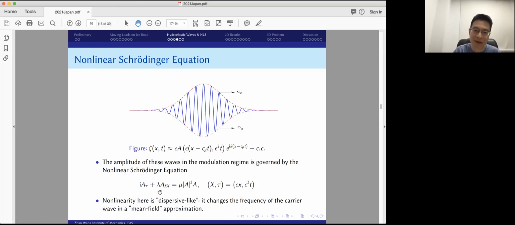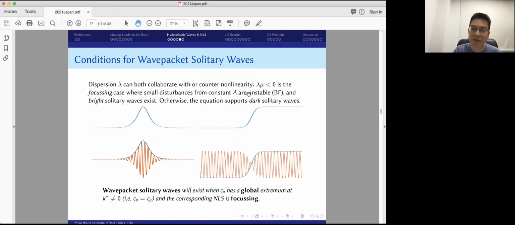And this is quite a standard argument. There are two constants in the nonlinear Schrodinger equation. One is called the Stokes nonlinearity, mu, and another one is the linear dispersion coefficient, lambda. The combination of these two coefficients is important. If the product of lambda and mu is negative, then the NLS is called focusing NLS, and the carrier wave is in the Benjamin-Feir unstable regime, and you will have bright solitary wave solutions, which decay to 0 in the far field.